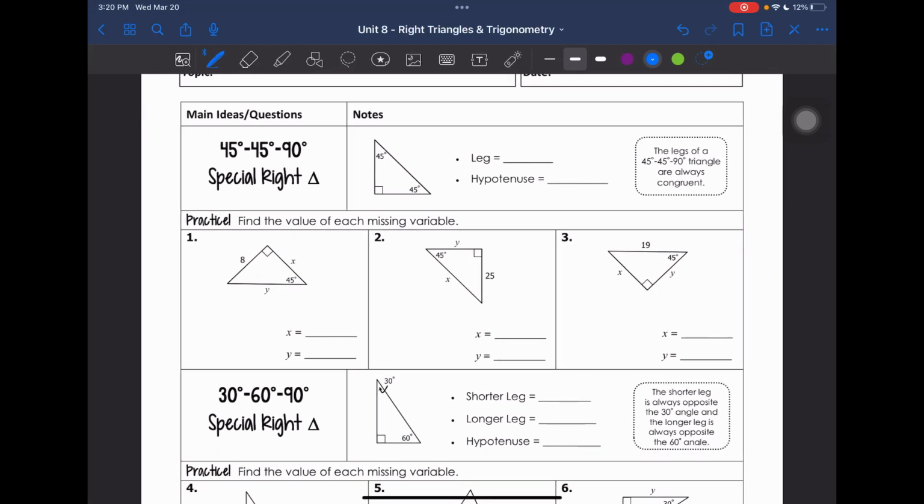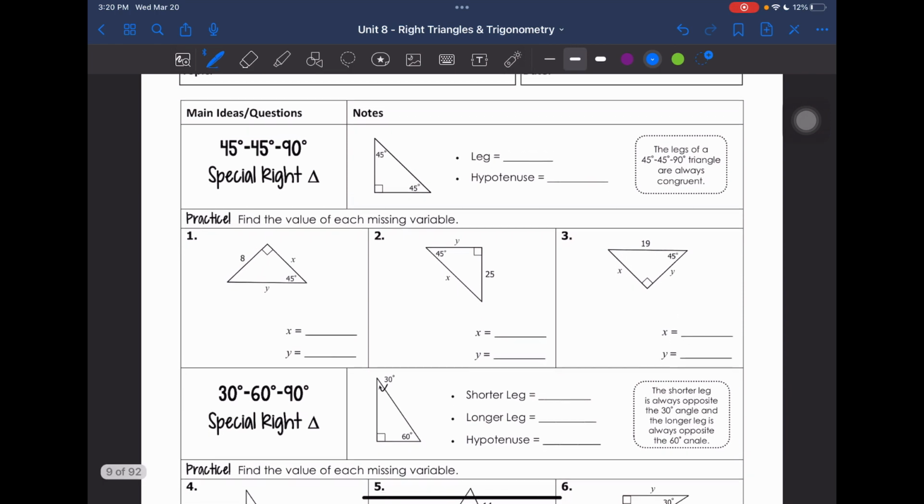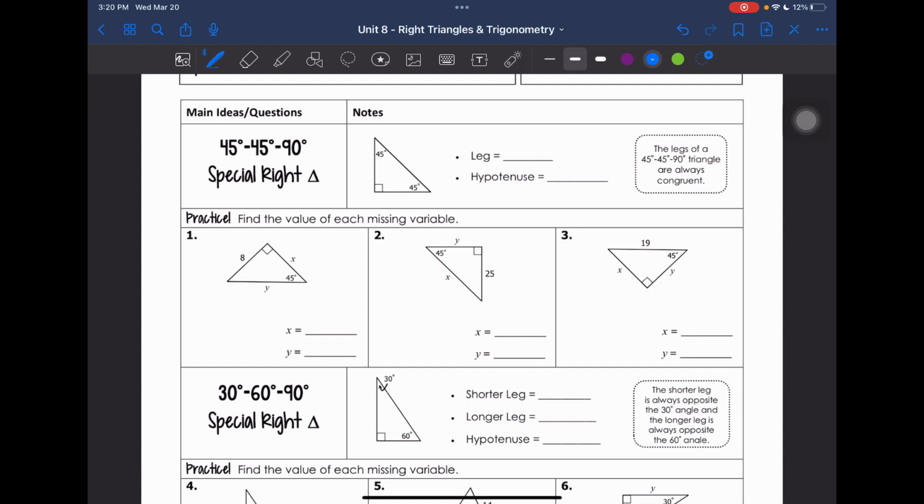Hello everyone, so today I'm going to go over lesson 8.2. We're still continuing in our unit on right triangles, and remember in the last lesson I talked about how right triangles have some special rules that we can apply to them that don't apply to other types of triangles. So in this lesson we're going to talk about special right triangles, and there's two different types.